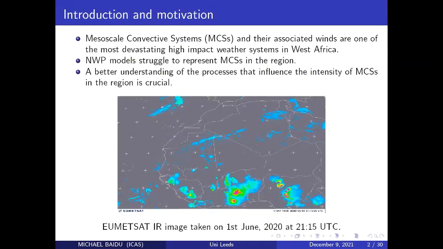The main problem is that numerical weather prediction models struggle to represent these storms in the region. If you look at these systems, the initiation points of the storms are smaller than the grid sizes of most global models, so they are not directly resolved in global models. They have to be parameterized. This results in a lot of inaccuracies in the ability of the models to simulate the exact location and the intensity of the convective system. So this has been a great forecasting challenge.